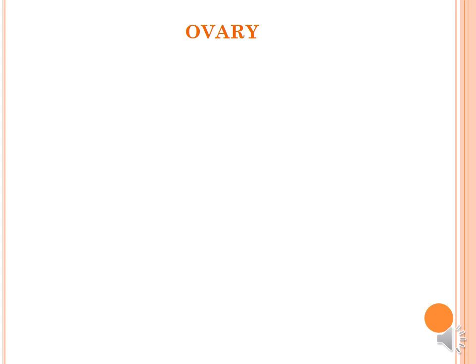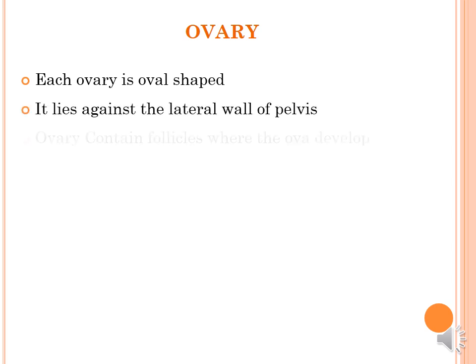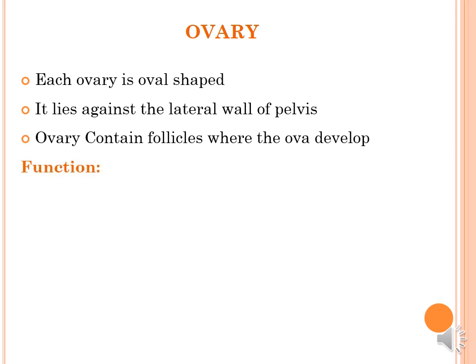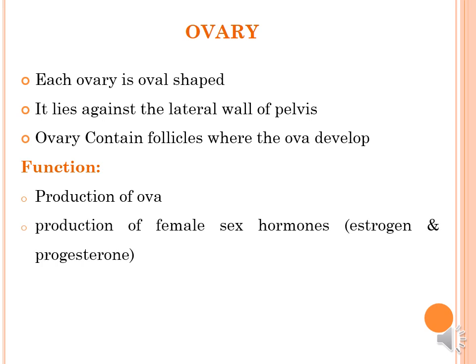The first part is named the ovary. This ovary is oval shaped and located in the lateral wall of the pelvis, as you see in the previous image. The ovary contains a number of ova, where they are stored and grow. The functions of the ovary include production of the ova and production of female sex hormones. The female sex hormones include two hormones, which are estrogen and testosterone.